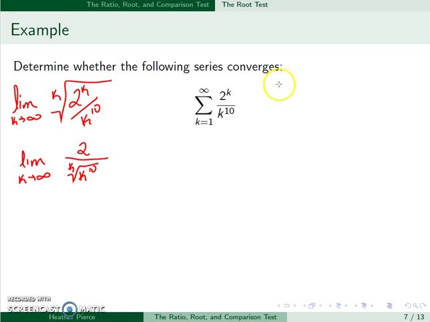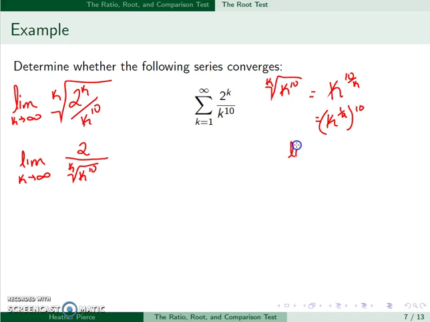So let's actually further examine this denominator. I'm going to rewrite this denominator as k to the 10 over k, which I'll then rewrite again, k to the 1 over k to the 10th power. And we can double check that all of this is valid. When I have an exponent to an exponent, I would multiply. 10 times 1 over k is 10 over k.